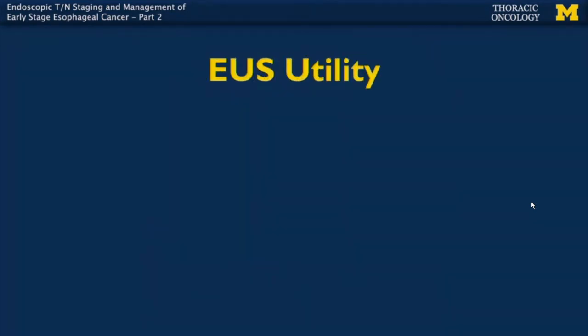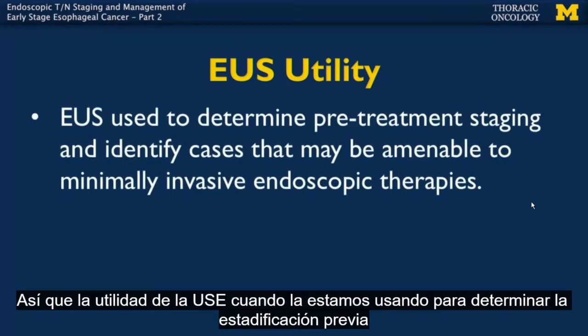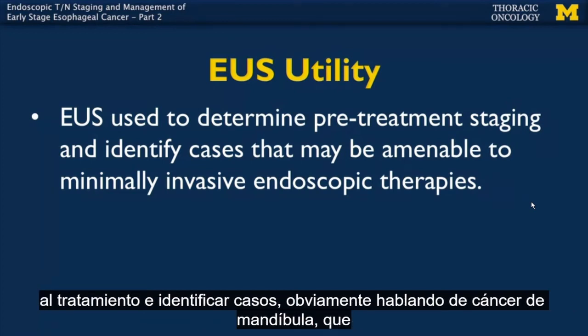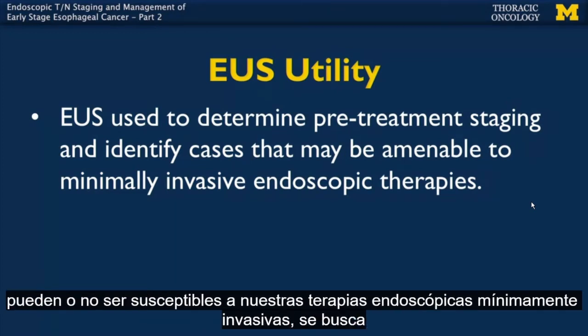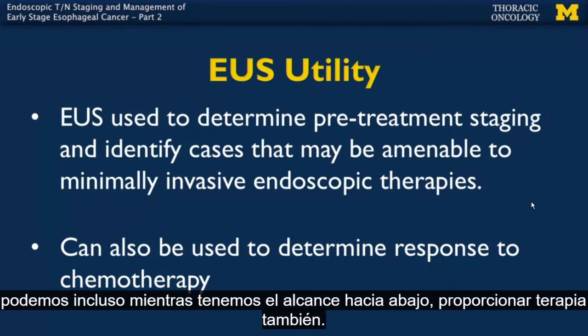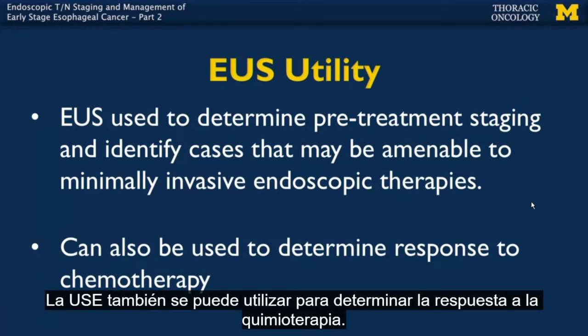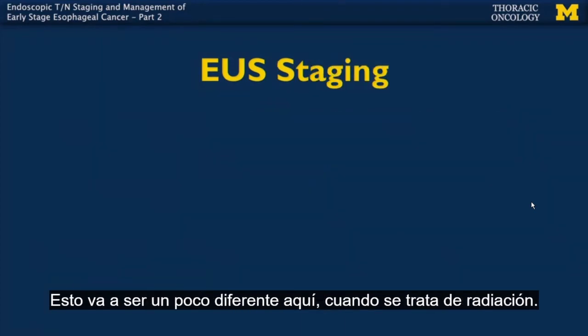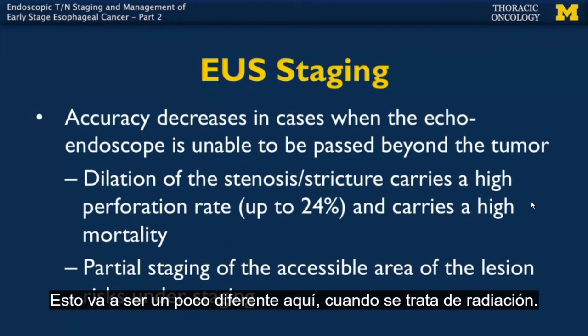So the utility of EUS when we're using it to determine pretreatment staging and to identify cases of esophageal cancer that may or may not be amenable to our minimally invasive endoscopic therapy is why EUS is superior. It can not only be used as a diagnostic tool, but theoretically, while we have a scope down, we can provide therapy as well. EUS can also be used to determine response to chemotherapy. Now this is going to be a little different when it comes to radiation, and we're going to talk about that in a moment.